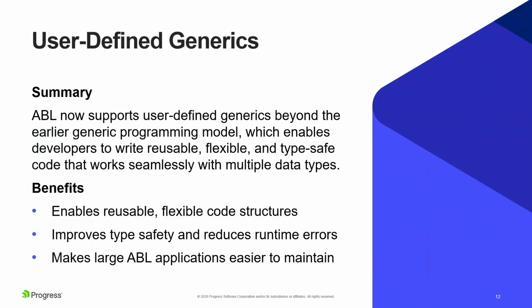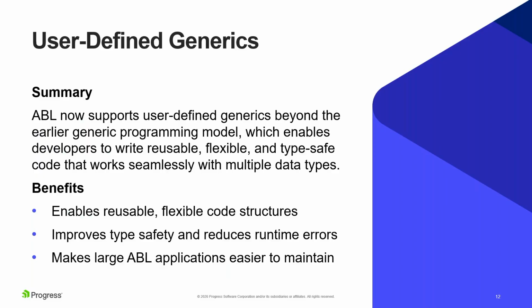Along with scientific notation, the ABL now supports user-defined generics. And this expands beyond the early generic programming model that's used by the built-in collection classes like list collections, sorted set collections, and hash map. So the way it works is that generic types can be used in ABL to write classes and interfaces where the type parameters are abstracted out. And this allows for the class to defer specifying the type parameters until the class is declared and instantiated by a client of the class.